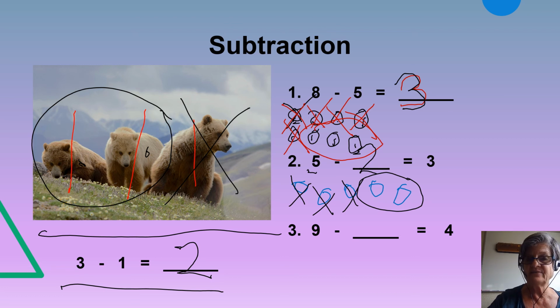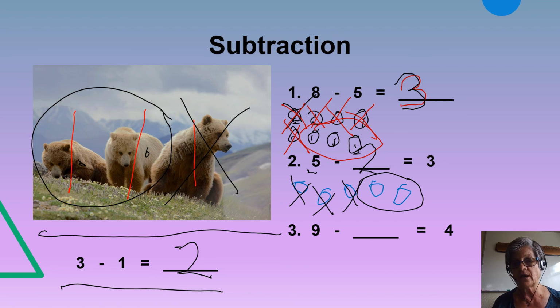I did 5 circles. I crossed out 3 because that was the answer. And I had 2 left. So 5 take away 2 equals 3. Yay. Now let's go to the last problem. Sentence number 3, which is also a subtraction sentence.